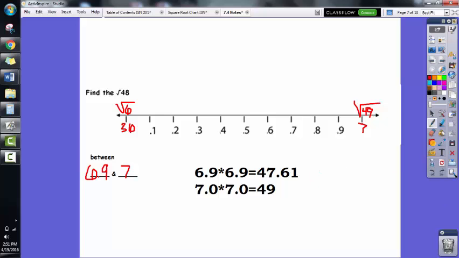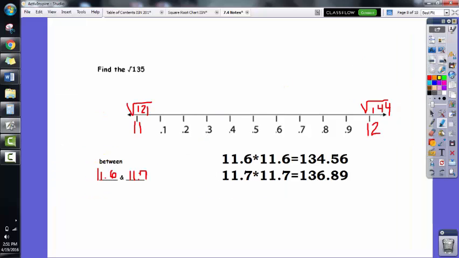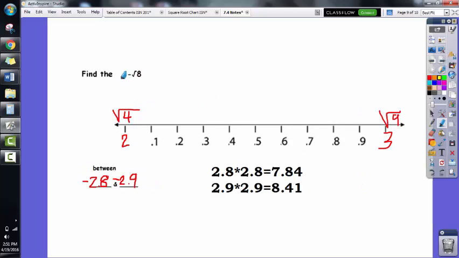Okay, so the square root of 48 is in between 6.9 and 7. It's just a little bit less than the square root of 49. The square root of 135 is in between 11.6 and 11.7. And the square root of 8 with a negative in front of it, be really careful, is in between negative 2.8 and negative 2.9. Make sure you put the negative there because that's outside the square root symbol.